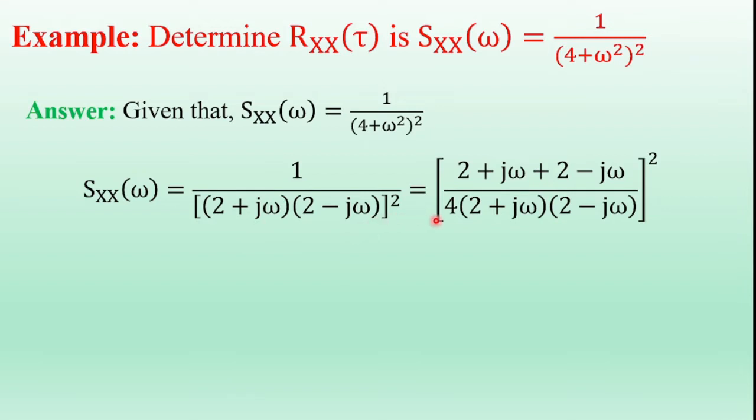And in the numerator term, we can consider 2 plus j omega plus 2 minus j omega. So minus j omega plus j omega cancel, and the numerator term is 4, so in the denominator we have to consider 4. Therefore this RHS term can also be arranged as 2 plus j omega plus 2 minus j omega by 4 into 2 plus j omega into 2 minus j omega, whole square.